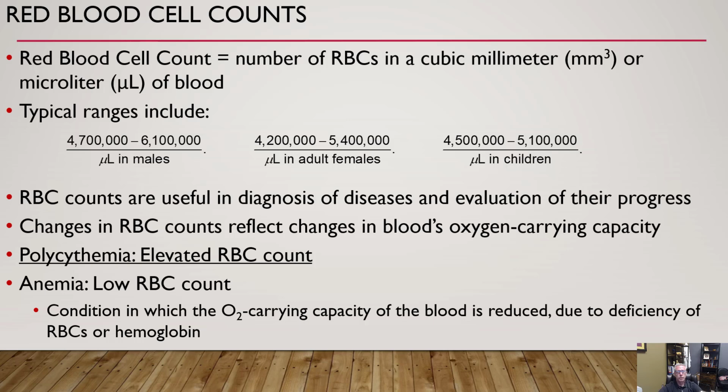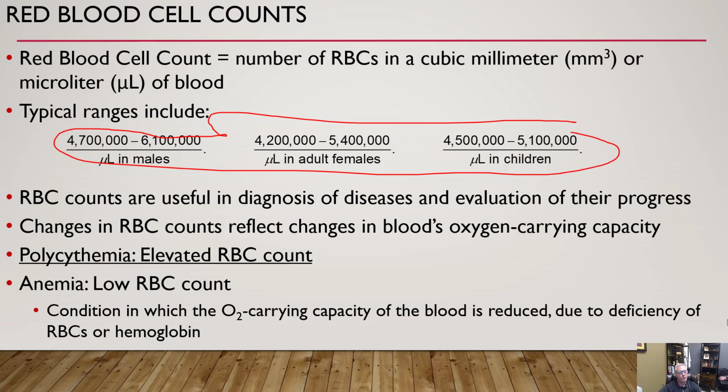All right, so we talked about the counts in males and females, and I think I said before, if we measure our hematocrit, red blood cell count, and hemoglobin levels, typically they are going to be higher in males compared with females.